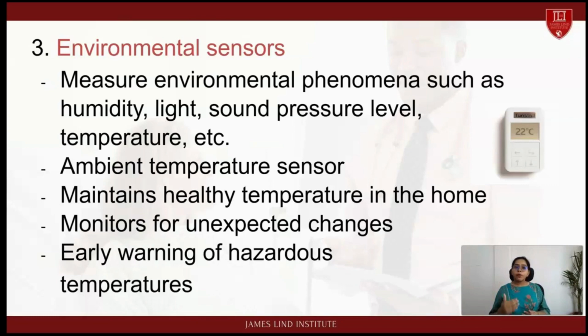Also, these provide early warnings of hazardous temperatures. Hazardous temperatures are basically temperatures more extreme than the normal, which may act as favorable temperatures for bacterial growth, fungi growth, etc. So with the help of these environmental sensors, you can monitor the temperature, you can maintain a healthy temperature, and you can also get the early warning for hazardous temperature.